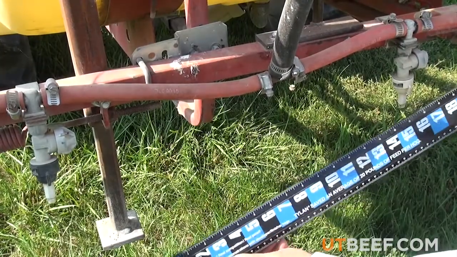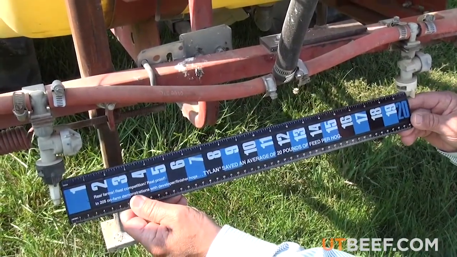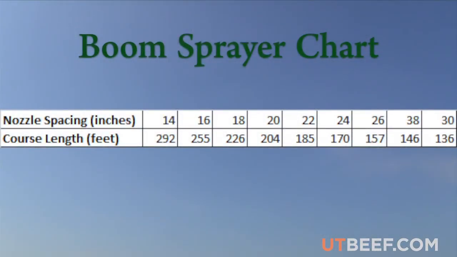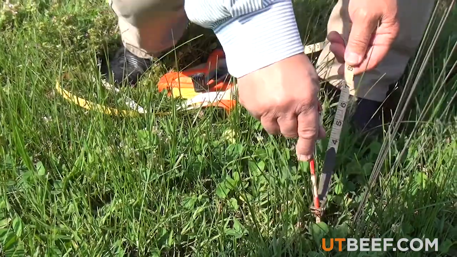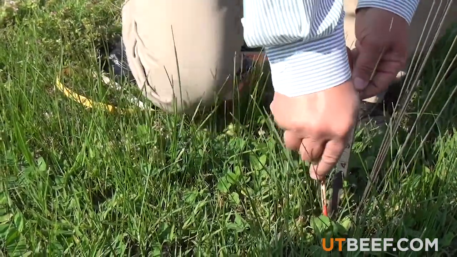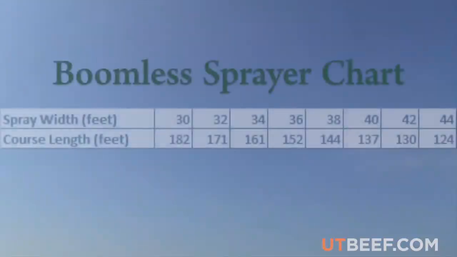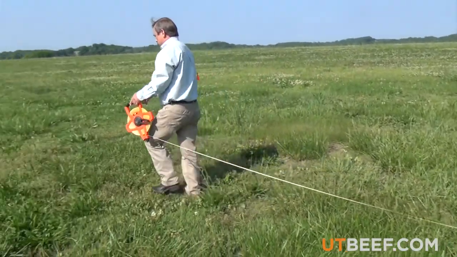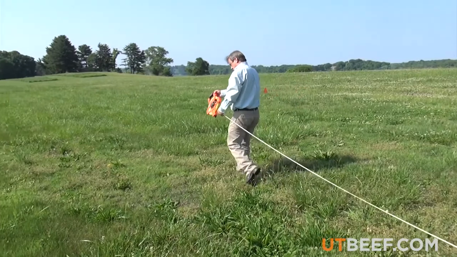In determining how much material to be applied to a given field, we need to select a course length based upon the nozzle spacing of our boom sprayer, and we can determine that from the chart that we have provided. Once we know the nozzle spacing, we need to lay out the course in the field to be sprayed. In the case of a boomless sprayer, we still select the course length, but that is now based on the width of the nozzle spray swath. Once we measure the spray width, then we can determine the course length.